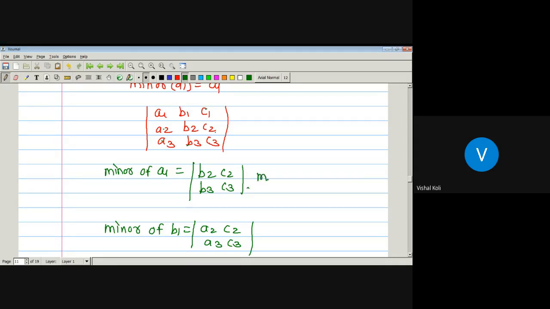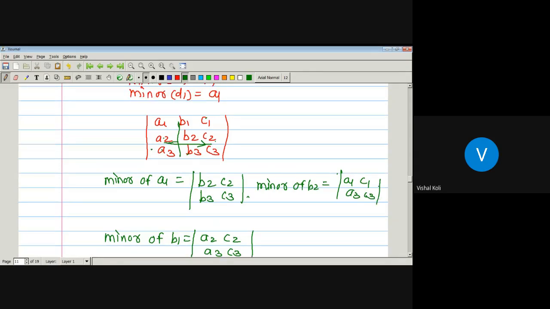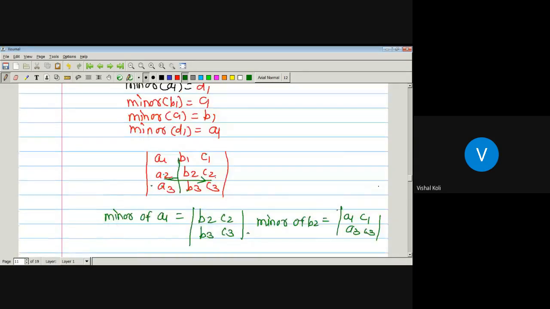Minor of element B2, which is equal to minor of B2. So this is present in second row. So suppress this row and this column. So remaining are A1, C1, A3, C3. Similarly, we can find out the minor of each and every element of a given determinant.